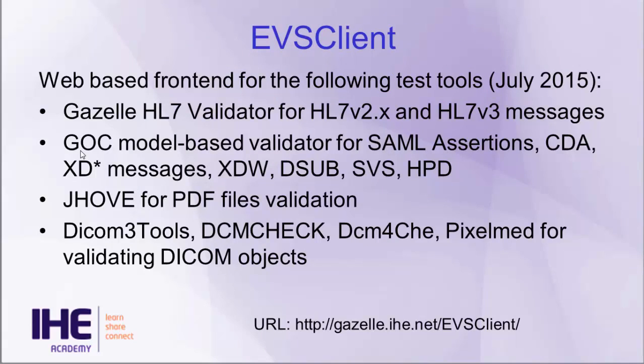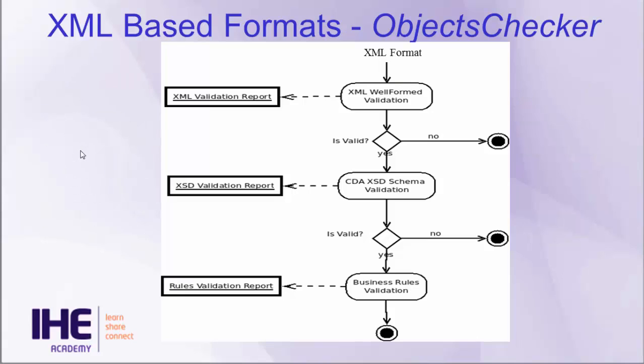To give you an example of the back-end validation toolkits used by the EVSClient, there is a specific validator for HL7 version 2 messages and version 3. We have the Gazelle Objects Checker, which is relatively new, for all sorts of XML formats, including CDA, XDS messages, XDW. We have PDF file validation, and we have a series of DICOM validation toolkits. Near the bottom of the page you find the URL of the EVSClient, although searching for IHE and EVSClient will get you there as well.